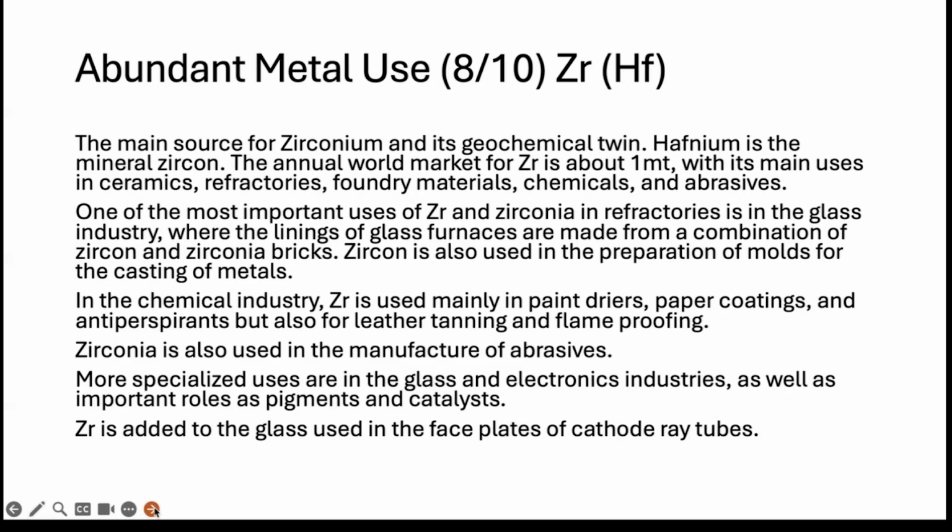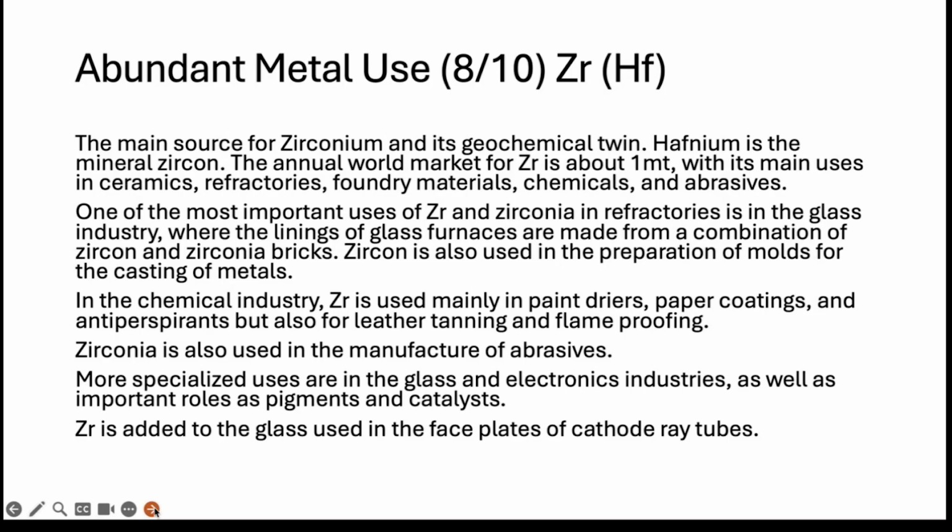Abundant element number 8 is zirconium, and with it, hafnium is its geochemical twin. There may not be 2 elements that are more similar geochemically than those 2. And basically we find zirconium and hafnium in the mineral zircon. We talk about zircon a lot in geology, generally not because it contains zirconium, but because it's used for isotopic measurements, things like that. And it's mainly used in ceramics, refractories, foundry materials, chemicals, and abrasives.